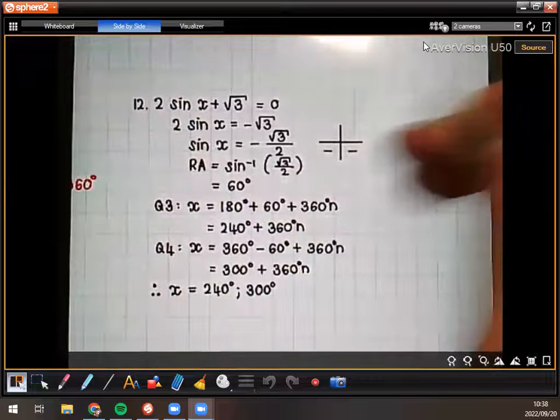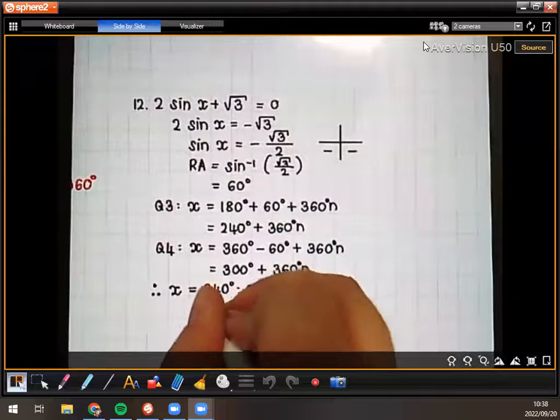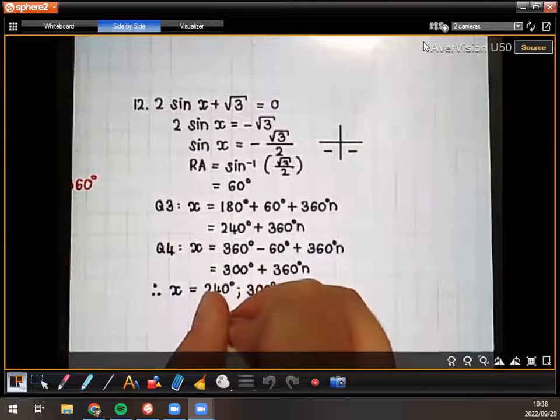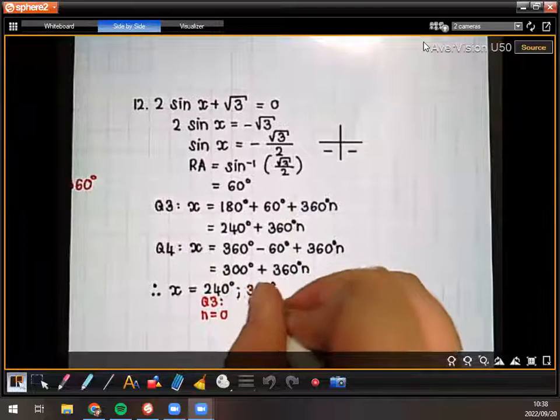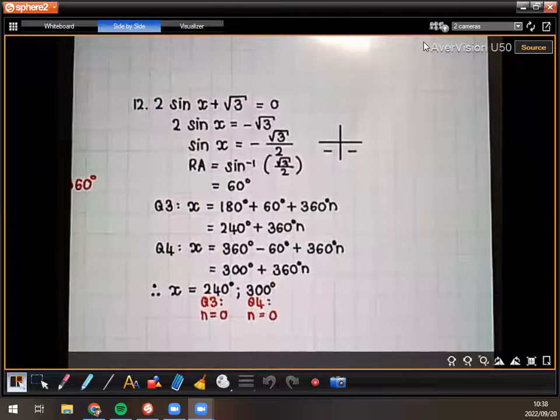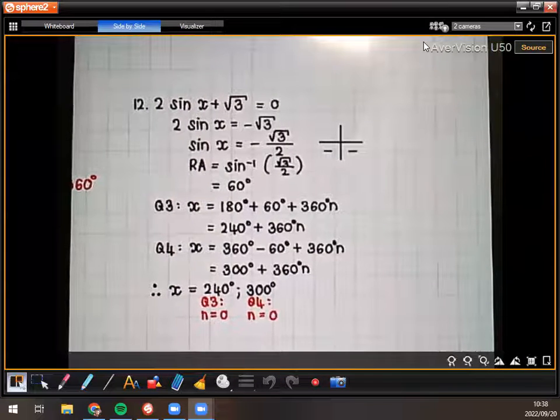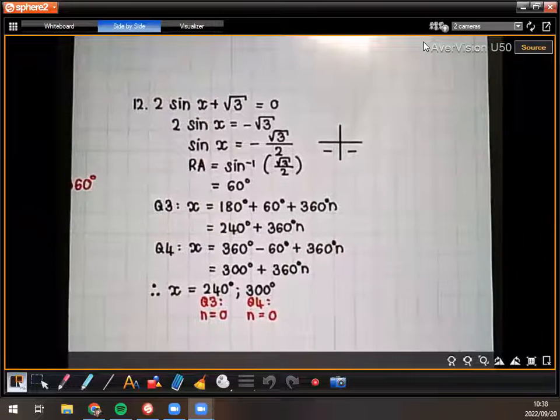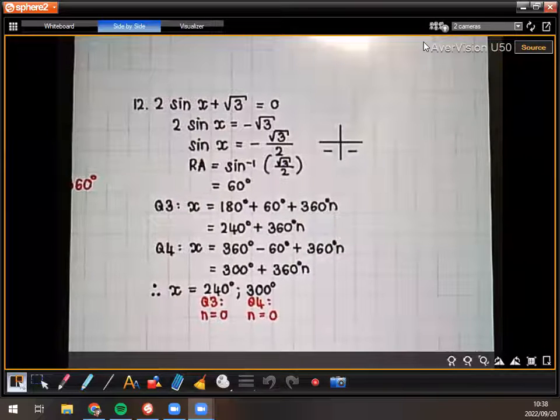And again, the only two answers that we could get here were from the quadrant 3 solution if n is 0, and the quadrant 4 solution also if n is equal to 0. That's not always going to be the same, guys. I'll see if I can give you some where you will have more. But if they say, for example, you can go from 0 to 720 for your answers for x, then you would have to have more. Then you would have to make n 1 and get your answers.